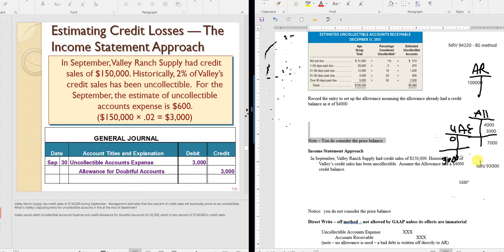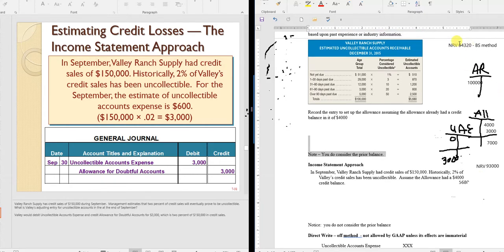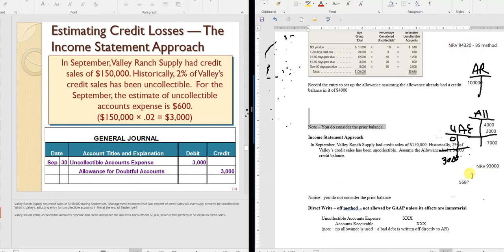Okay, so you will use one or the other. You cannot use both. You can only use one or the other in a specific business. So I wouldn't have two net realizable values. If I use the balance sheet approach, I'd have this one. If I use the income statement approach, I would have that one.